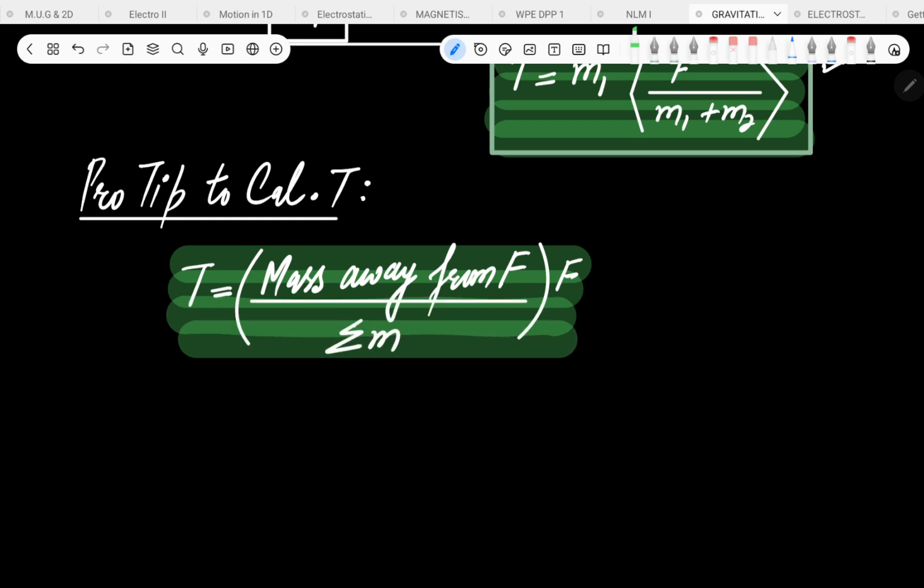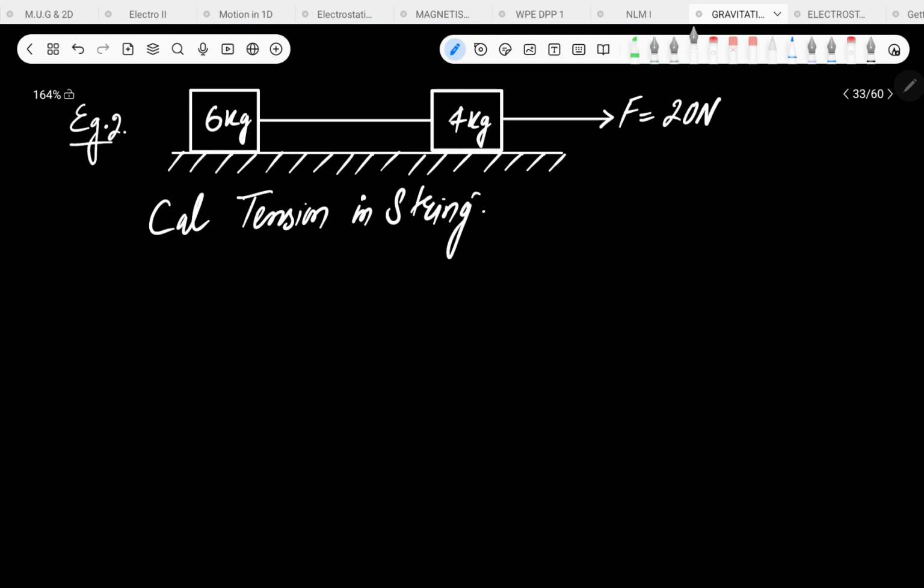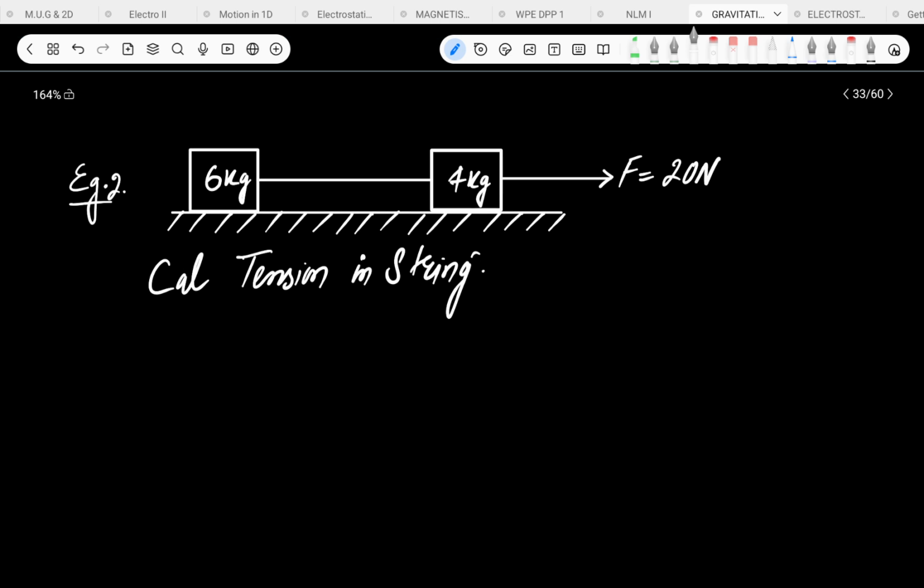Okay, let's try to apply this trick. Let's see whether it works or not. So here we have example number 2. See that in example number 2, we have two blocks. One has a mass of 6 kg, another has a mass of 4 kg. The tension in the string is T, and we are supposed to calculate that tension. I'm not interested in calculating acceleration because that will not be asked in competitive exams, because it's very easy to calculate the acceleration.